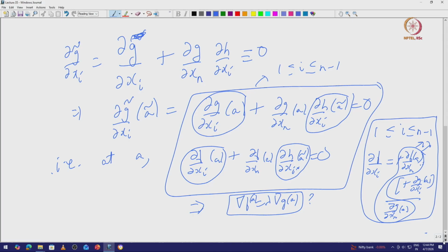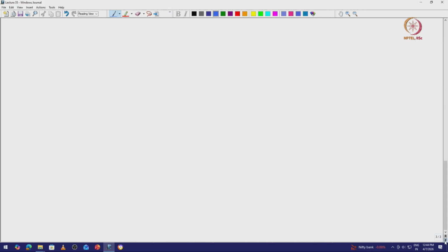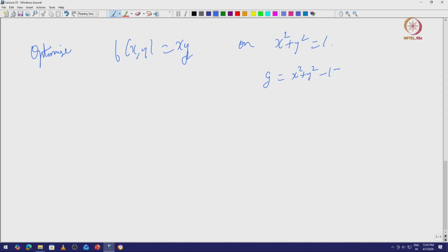So how does one use the method of Lagrange's multipliers? Let us go back to the previous example of f = xy on the set x squared plus y squared equals 1, right. So how do you solve this? Optimize, that is, find the global maxima and global minima of this. So the constraint can be written as g = x squared plus y squared minus 1 = 0, right.